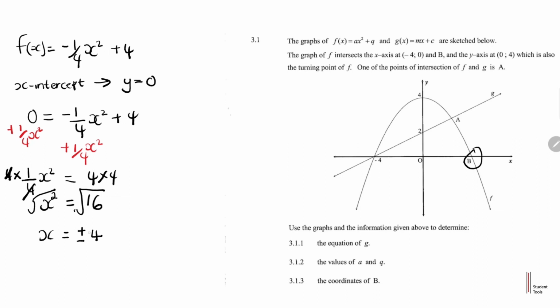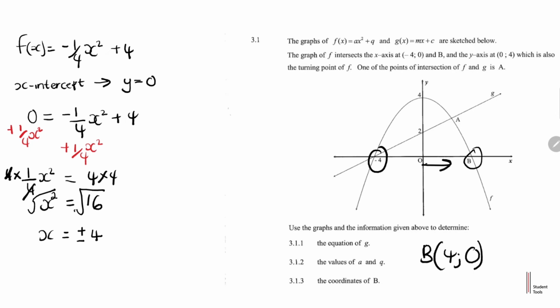So that means we have one x-intercept at x equal to positive 4 and one x-intercept at x equal to negative 4. So we already have x equal to negative 4. So what is the other value of the x-intercept? That is the positive one, because it's on the right hand side of the y-axis. So we have a positive 4 here. So b will be equal to positive 4 comma 0. So those are the coordinates of b.